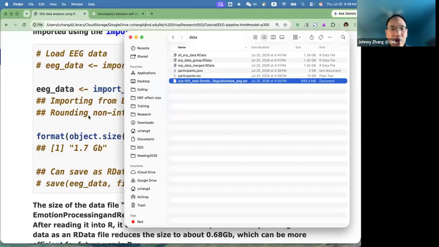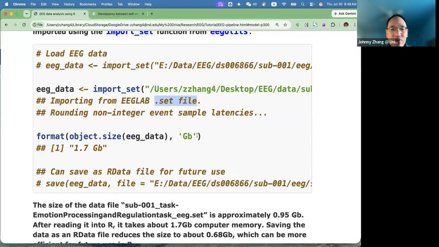Okay, and you can read the data using this. After you read the data into R, it will use about 1.7 gigabytes of memory. So make sure you have at least 8 gigabytes, though 16 gigabytes of memory is recommended, and more is certainly better. Later on, if you do other data processing, it will use even more memory on your computer.